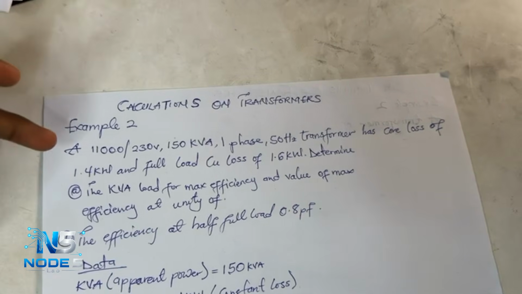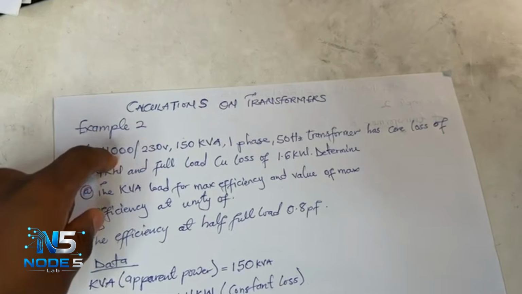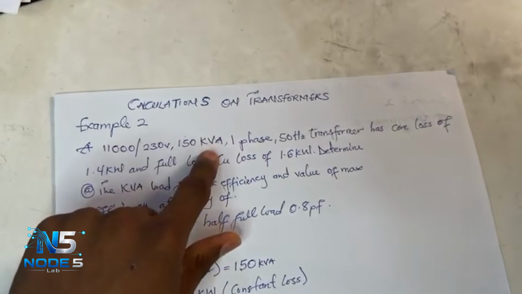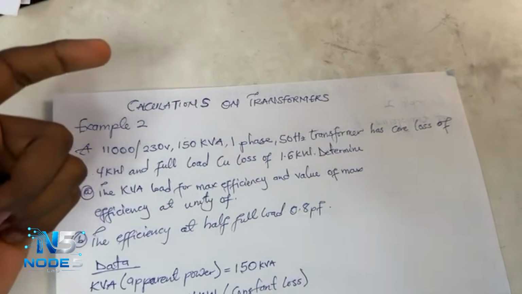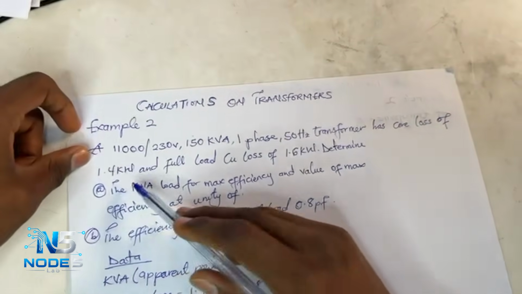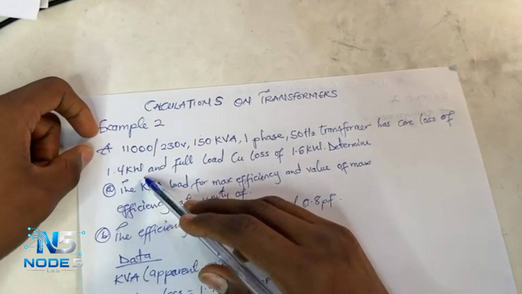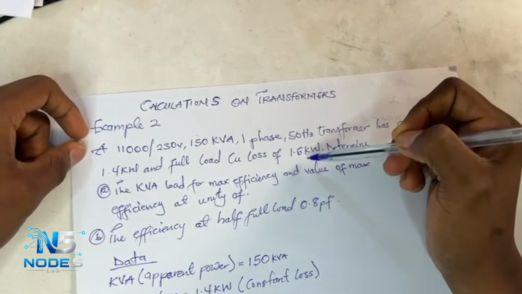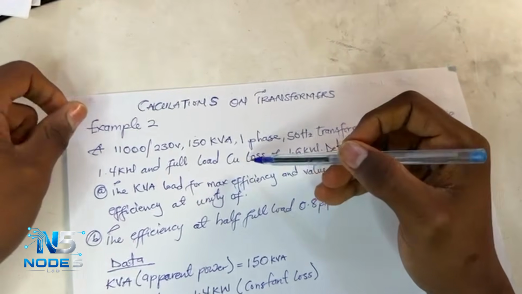So we have what? 11,000 over 230 volts, 150 kVA, single phase 50 hertz transformer, which has a core loss of 1.4 kW, that's kilowatts, and full load copper loss of 1.6 kilowatts. Okay, the Cu here means the copper loss in the transformer.